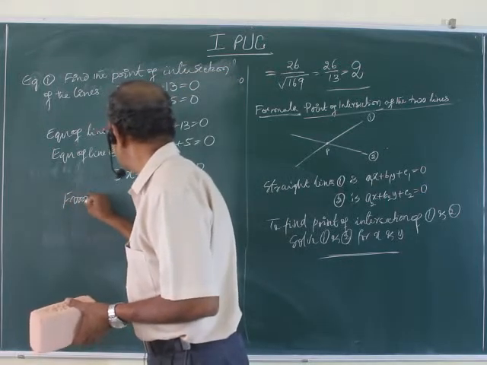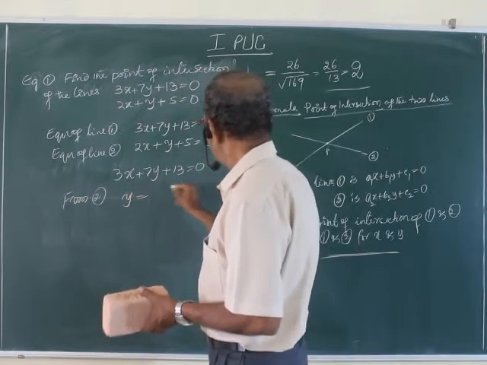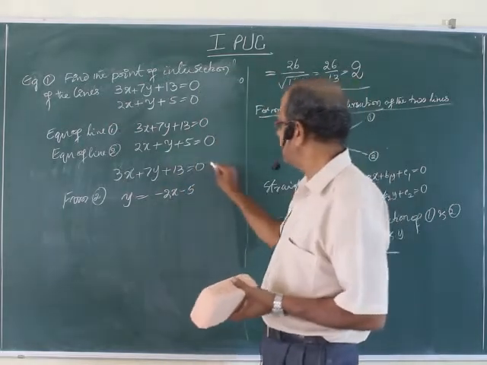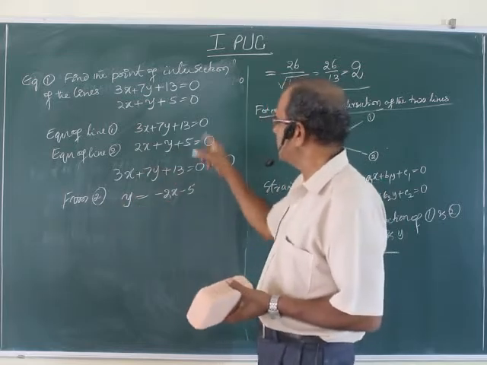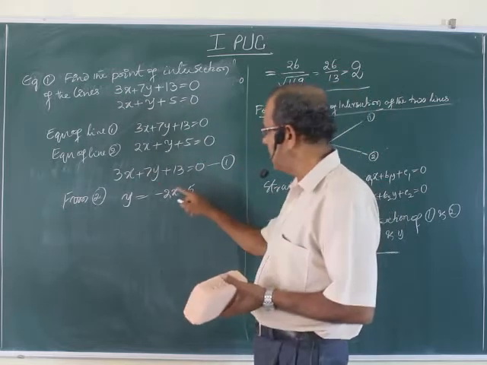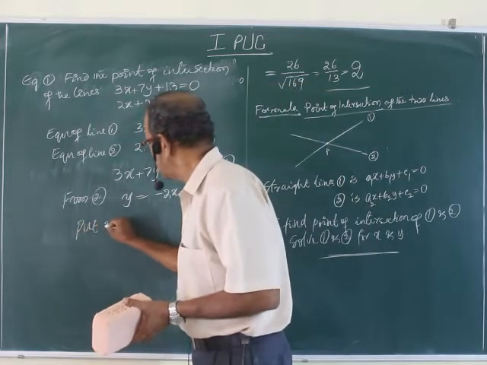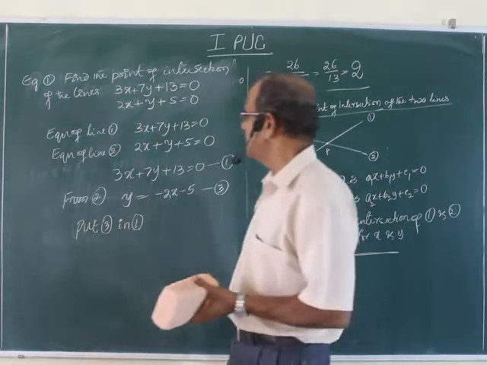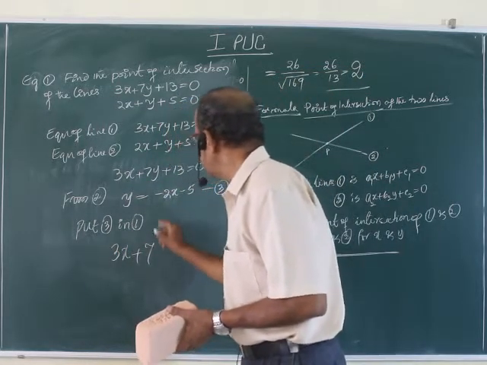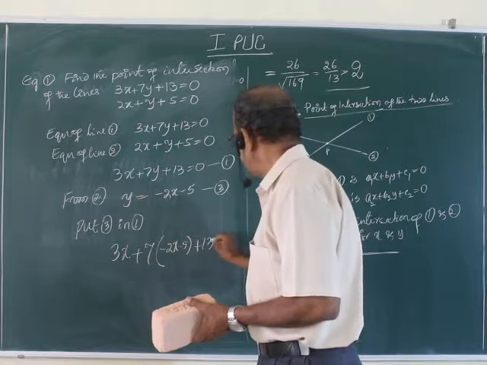From the second equation, you can write like this: y equal to minus 2x minus 5. Correct, no? From the second equation, this is 1. From the second equation, y equal to 5 and 2x are taken to the right hand side, minus 2x minus 5. Put this one in equation 1.